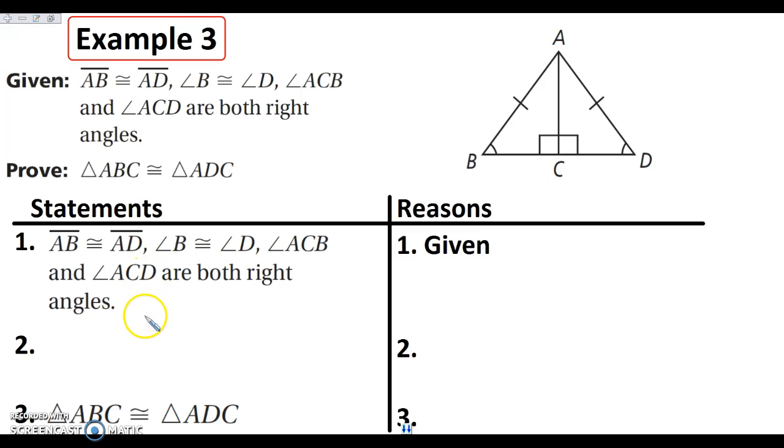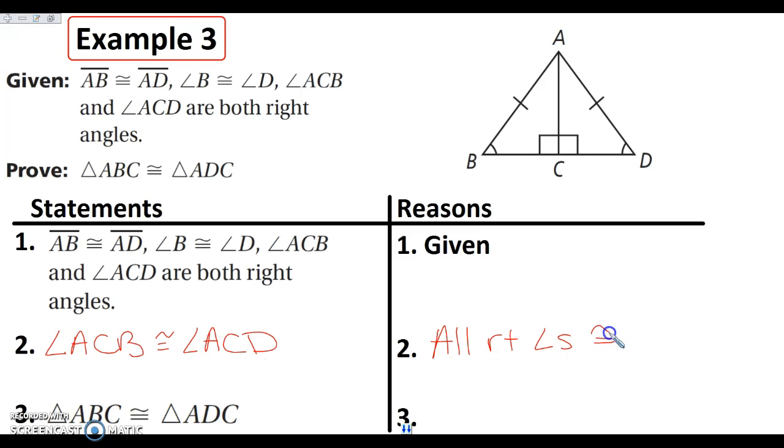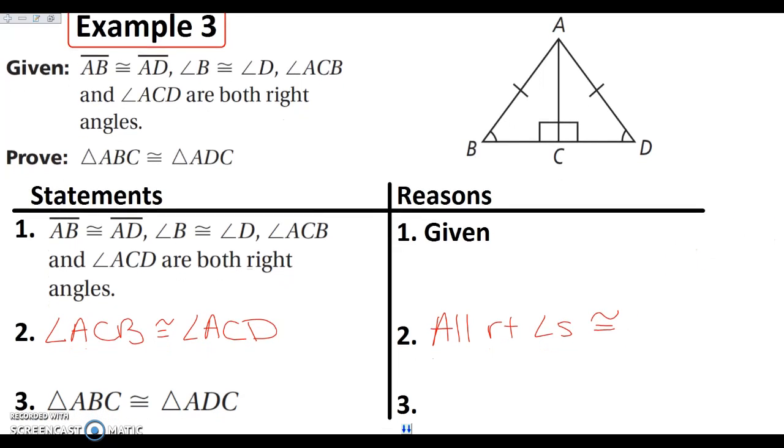So when I look here, okay, we were told that, again, I have two right angles. So that means that since they are both right angles, that they are congruent because of our right angle congruence theorem, which says that all right angles are congruent. Okay, now I know my triangles are congruent.